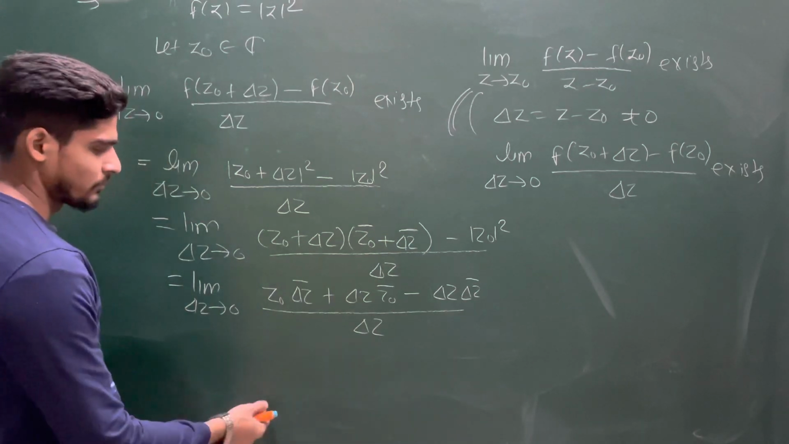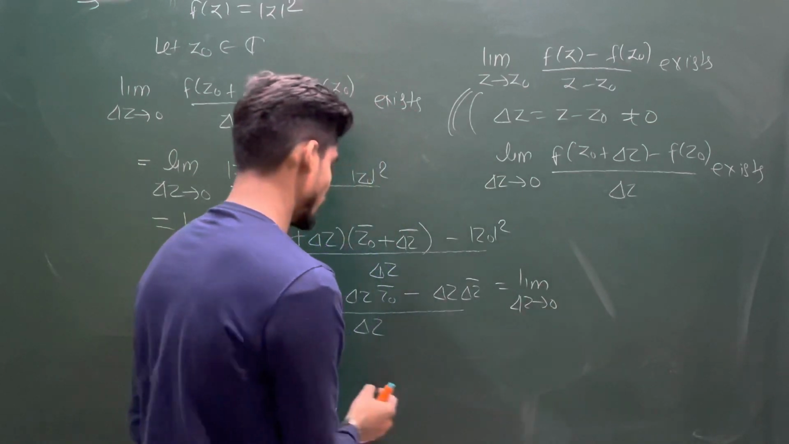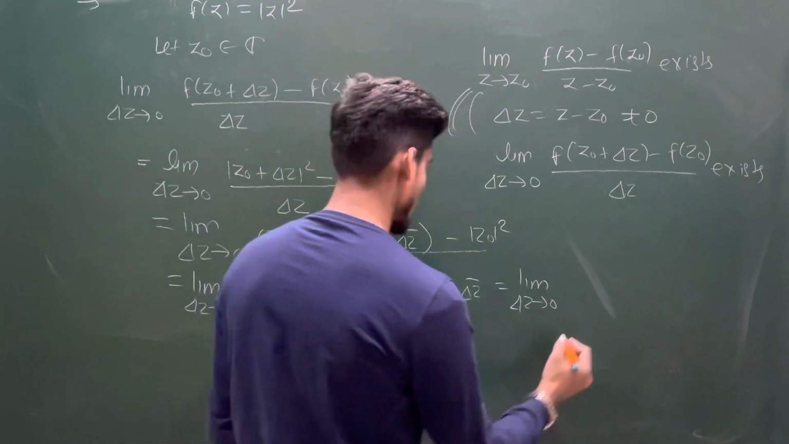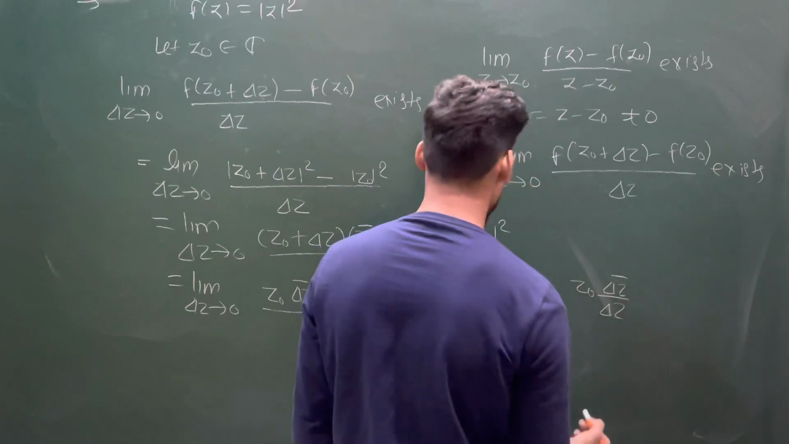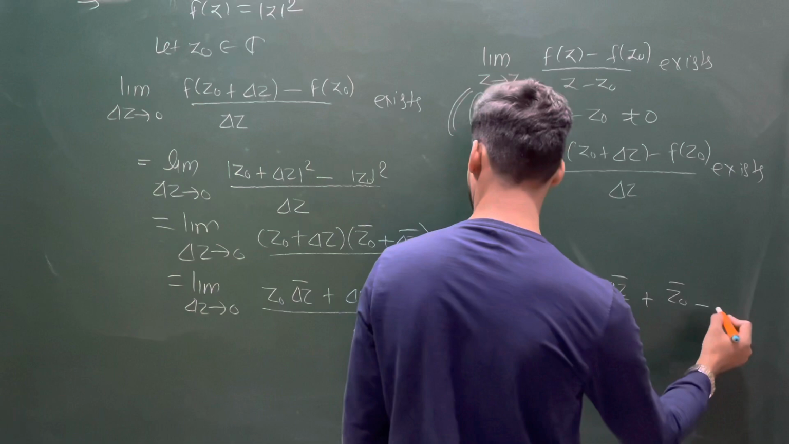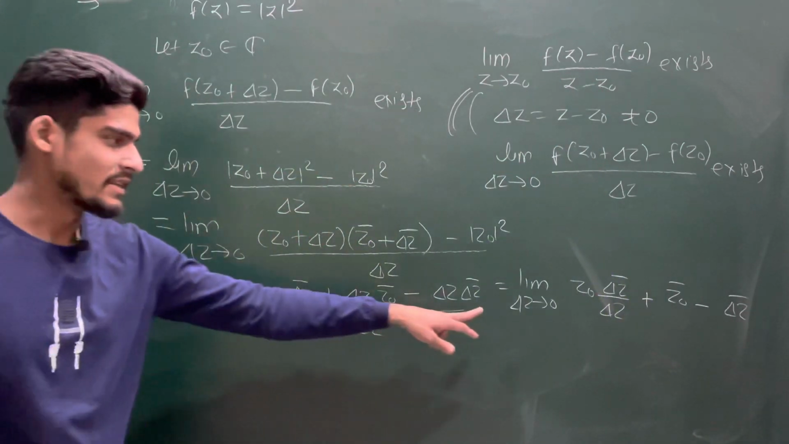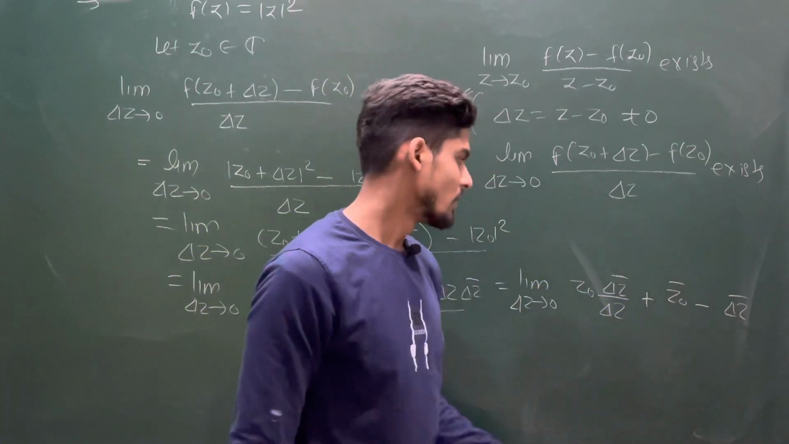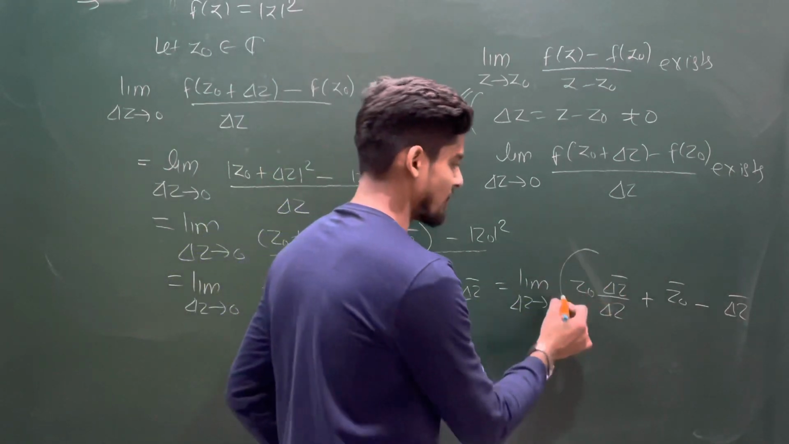So you are having this, the limit as del z approaches 0, you are dividing this by del z, this by del z, this by del z. So what you are having? You are having z naught del z bar upon del z plus z naught bar plus del z bar. See, as del z approaches 0, this part will approach 0, this will approach z naught bar, but this part will create a problem.